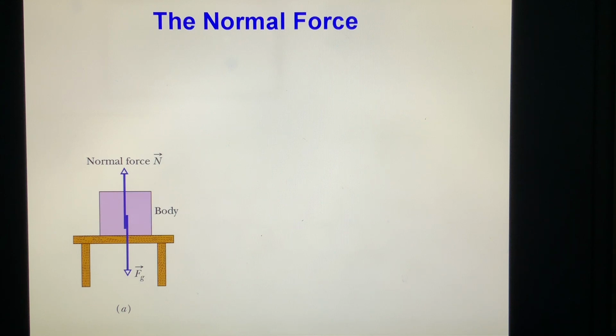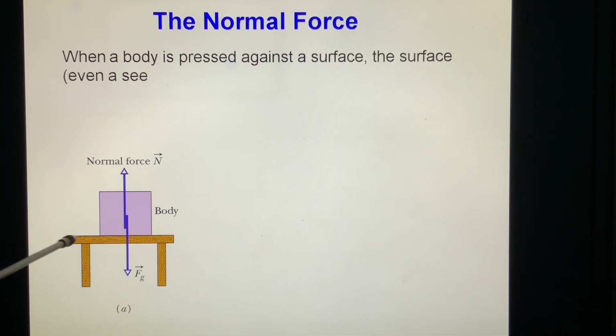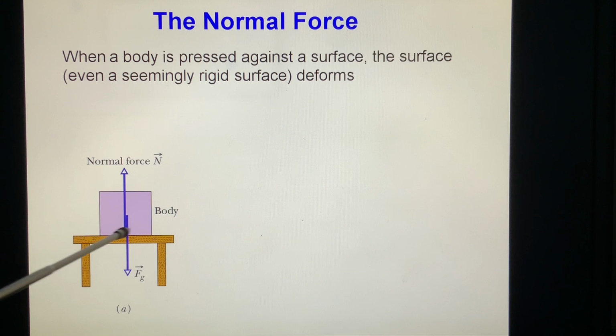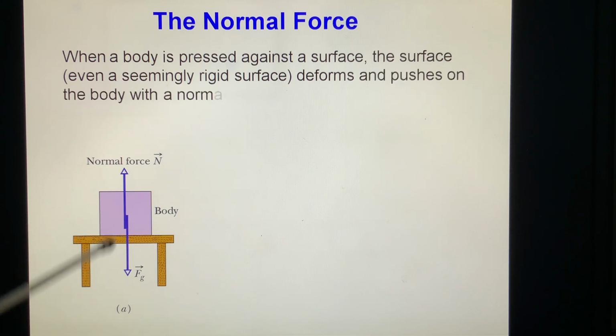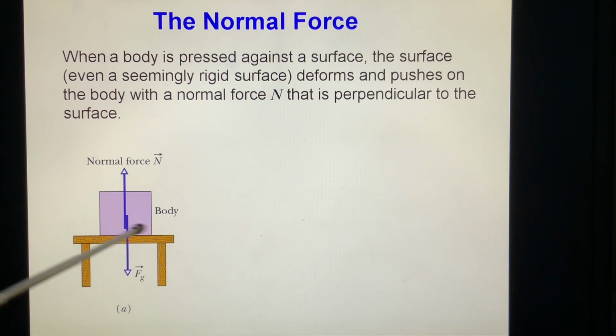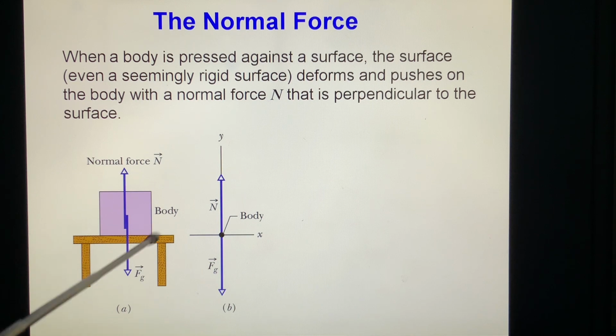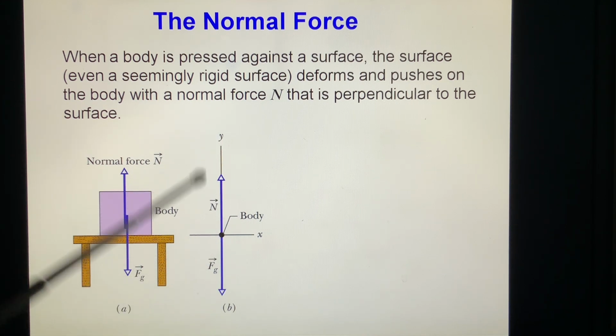Next, normal force. When a body is pressed against a surface, the surface, even a seemingly rigid surface, deforms and pushes on the body with a normal force N that is perpendicular to the surface. It's called a normal force. We write the free body diagram on this body, two forces acting on it. One is gravitational force, one is normal force. And these two forces are equal in magnitude, opposite in direction. So this body is balanced.